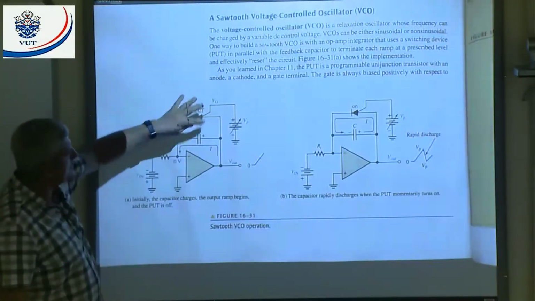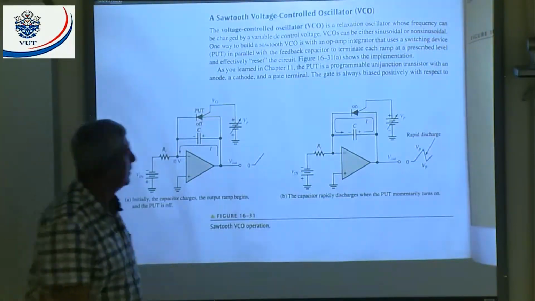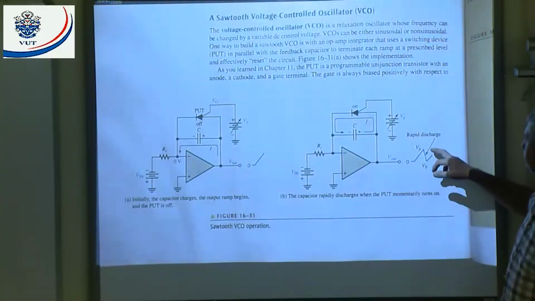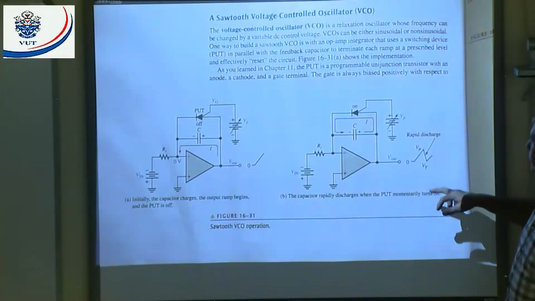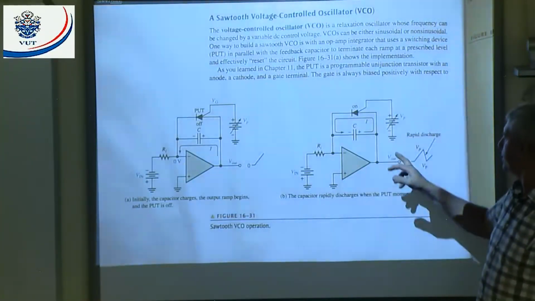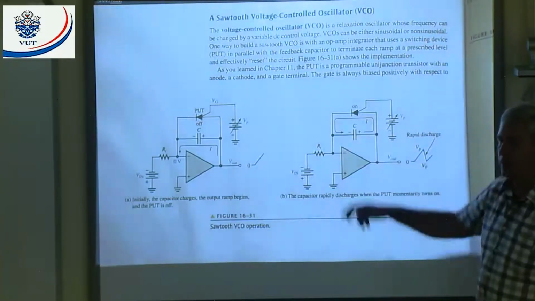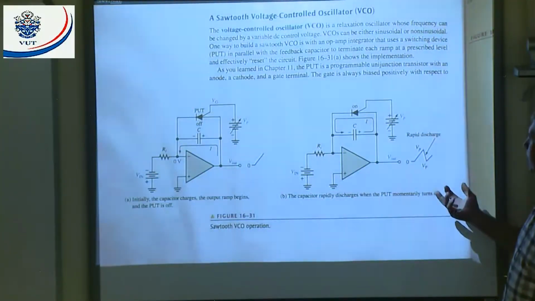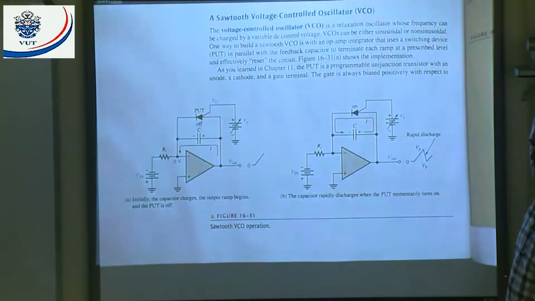You see here the PUT is off. It's not in conduction. When I reach that value, the peak value, what will happen? The PUT will go into conduction and will basically discharge the capacitor. You see, discharging the capacitor. And then the PUT will turn off and the whole process will repeat itself.